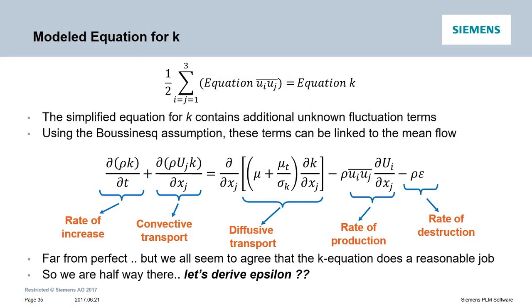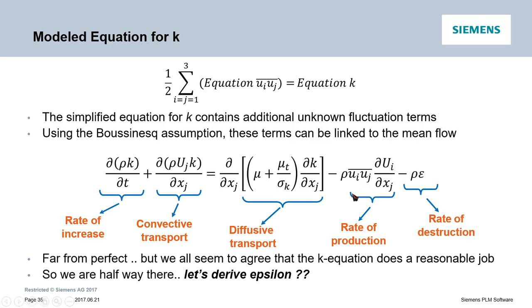We can derive the equation for turbulent kinetic energy by contracting the Reynolds stress transport equation, or by simply substituting i equal to j. And after some simplifications, we get this equation for turbulent kinetic energy with familiar terms on the left hand side. The first term on the right hand side is diffusive transport. The second is the rate of production of turbulent kinetic energy because of its interaction with the mean gradient, and the last term is the rate of destruction of TKE.